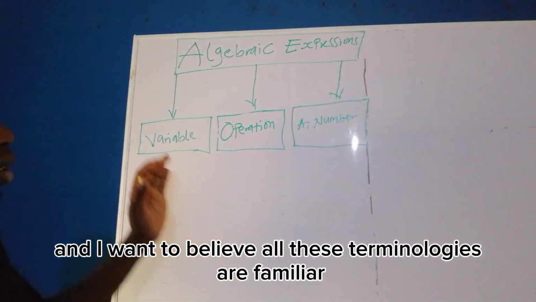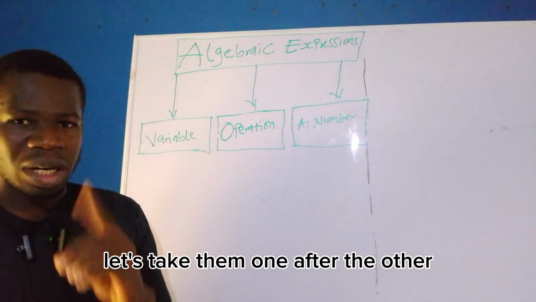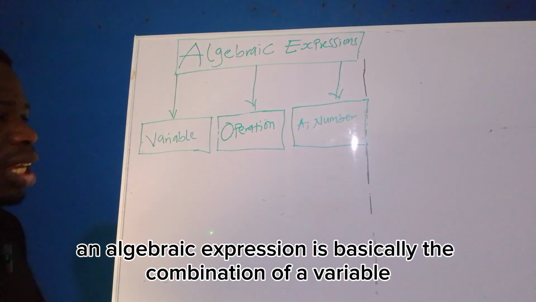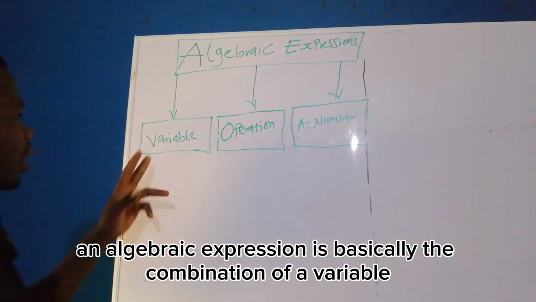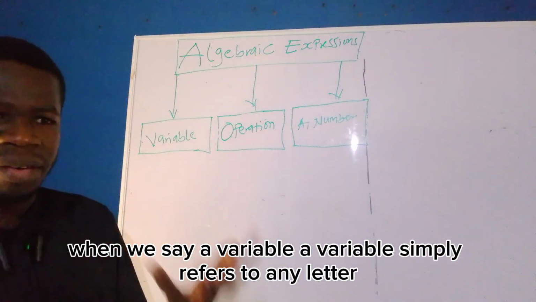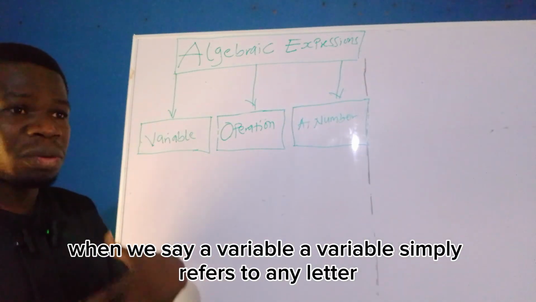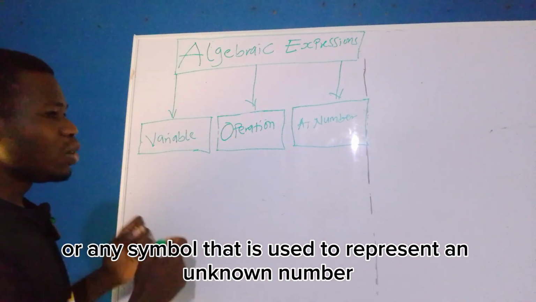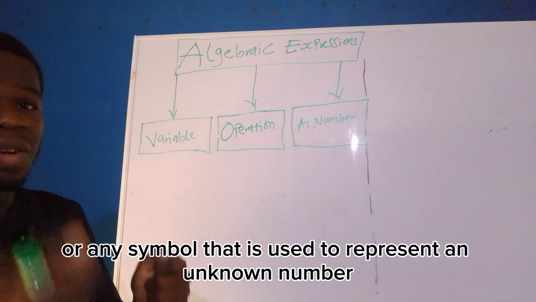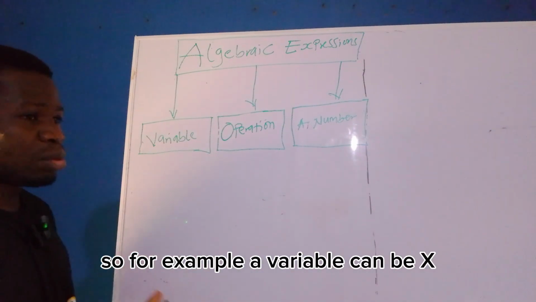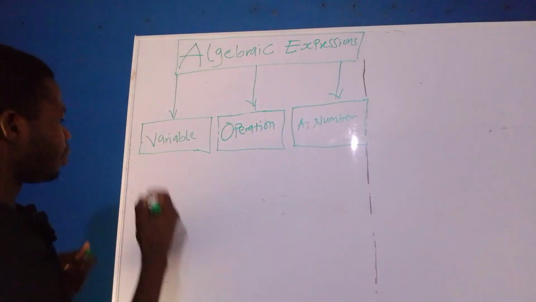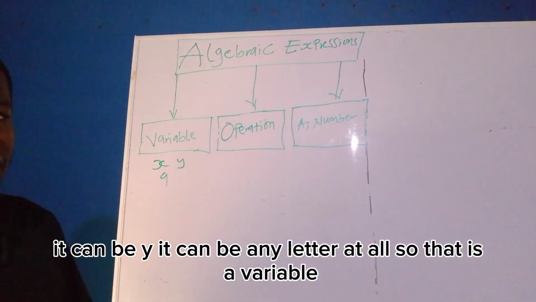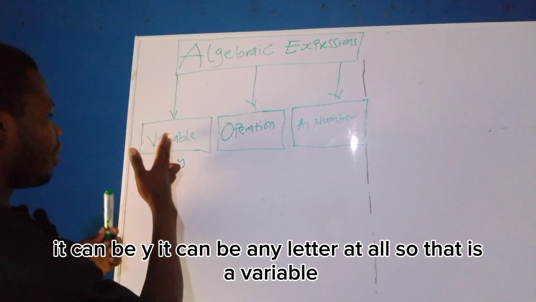And I want to believe all these terminologies are familiar. Let's take them one after the other. An algebraic expression is basically the combination of a variable. When we say a variable, it simply refers to any letter or any symbol that is used to represent an unknown number. So for example, a variable can be x, it can be y, it can be any letter at all. So that is a variable.